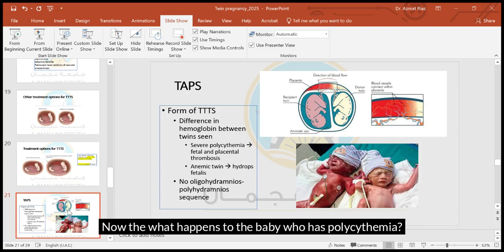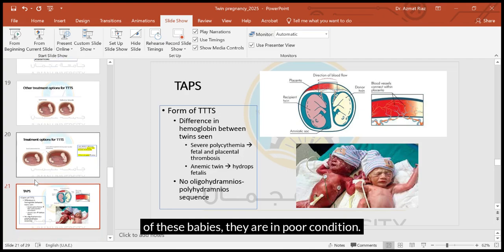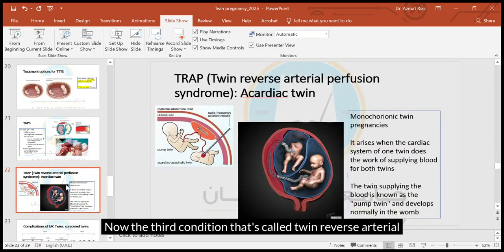Now, what happens to the baby who has polycythemia? That's again not good, because when there is a lot of hemoglobin, the viscosity of the blood is increased, so there are more chances of having thrombosis. The hematocrit is increased, viscosity is increased, there will be thrombosis. So both of these babies are in poor condition.